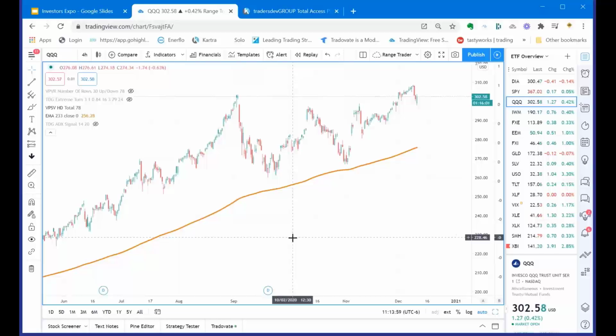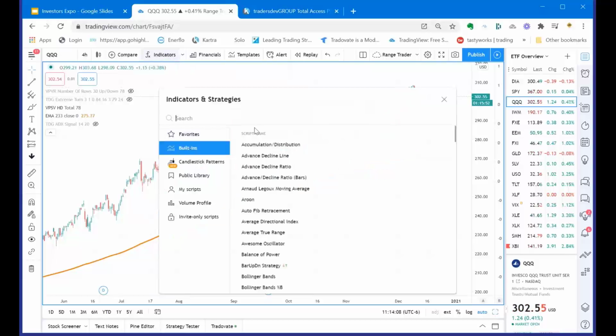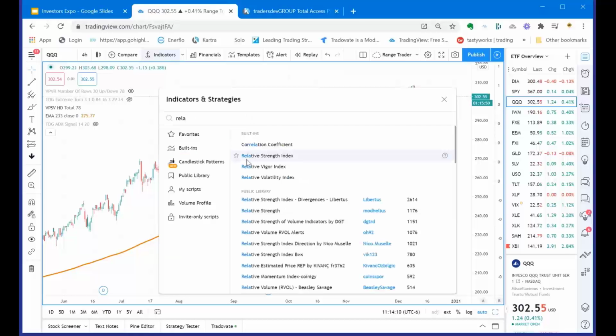Now the next that we want to apply is an RSI. Let me see if I can just do this in real time. Here on TradingView, you go to indicators. You're going to go to built-ins. You're going to type in relative strength. Obviously, many of you have probably seen plenty of stuff on relative strength.